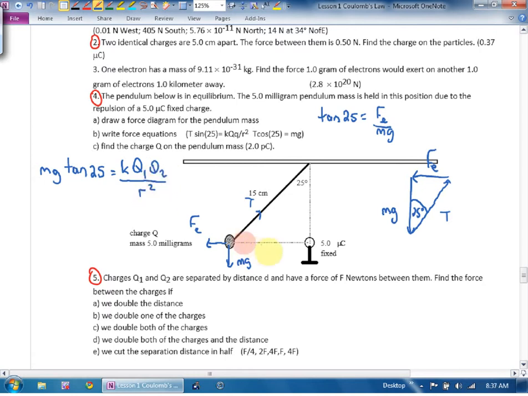Radius. I need to get this distance here. Oh, they gave me a 15. That's 25. I should be able to figure out what the radius is, I think, also using trig. Opposite over hypotenuse. Sine 25 equals the radius over 15. I think the radius is 15 times the sine of 25.